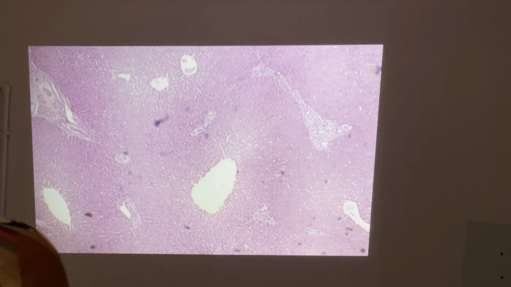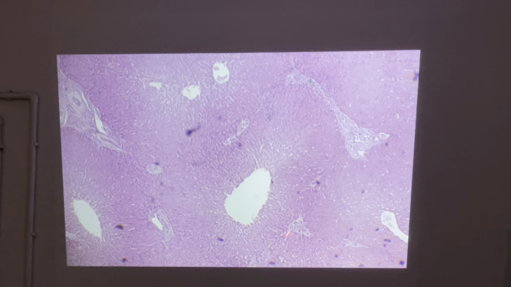So the slide is so simple. Now, what about the organ? Sunflower. Sunflower. So central vein and the rows of the hepatocyte.